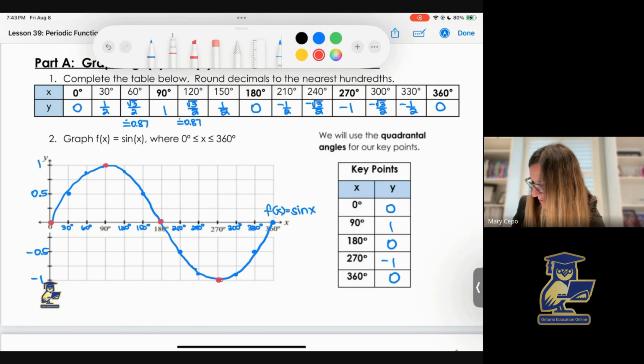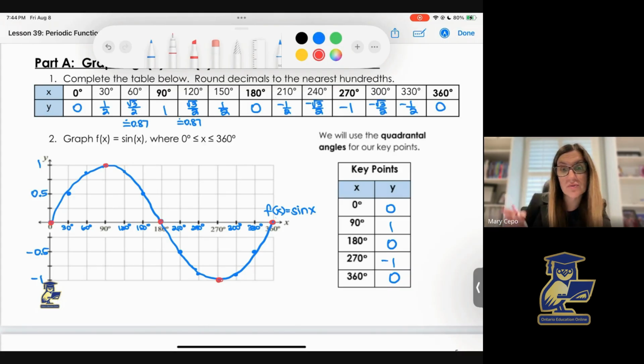We don't take a ruler and connect them. We know that it's a smooth curve. We just don't have to include the points in between when we're using a table of values, because we will be transforming these functions. So we do need to have those parent function key points, and these would be our quadrantal angles: 0, 90, 180, 270, 360.